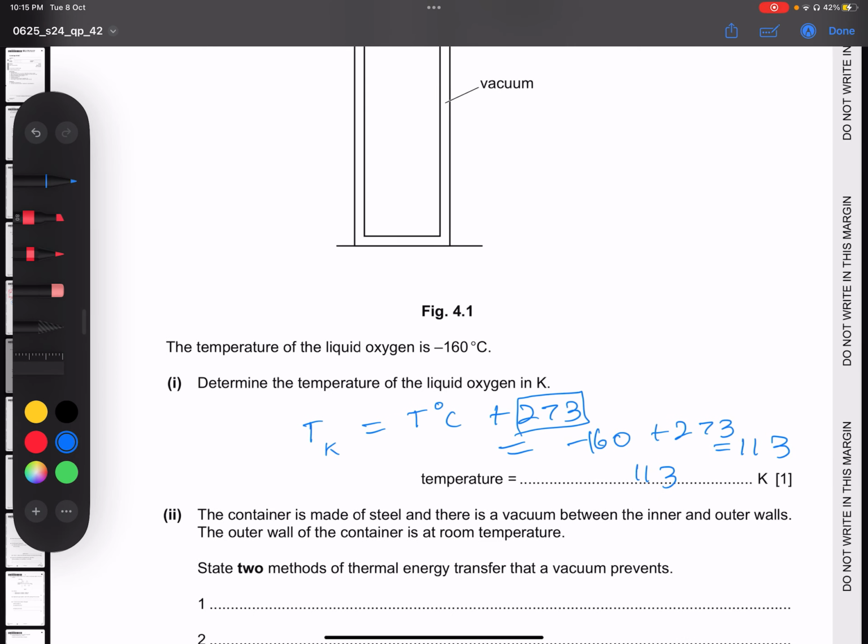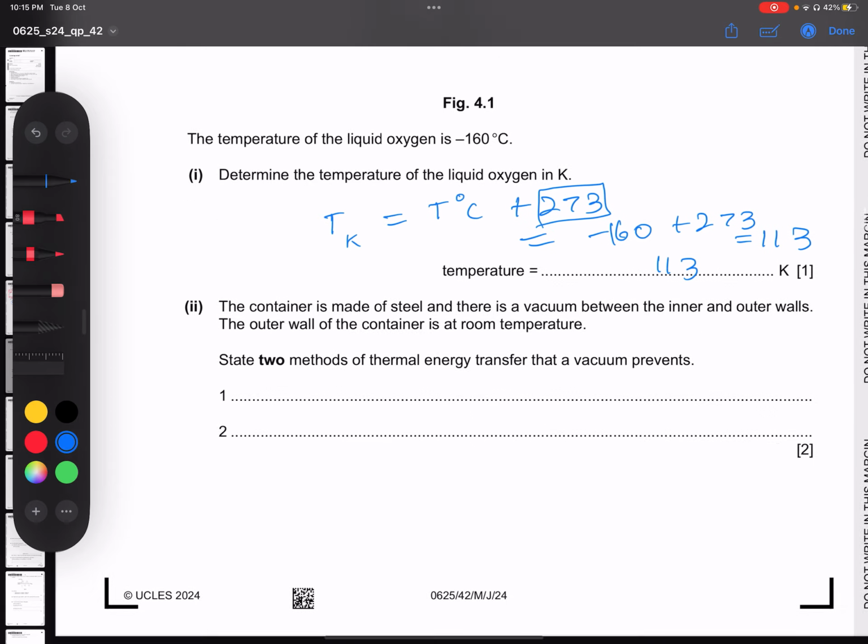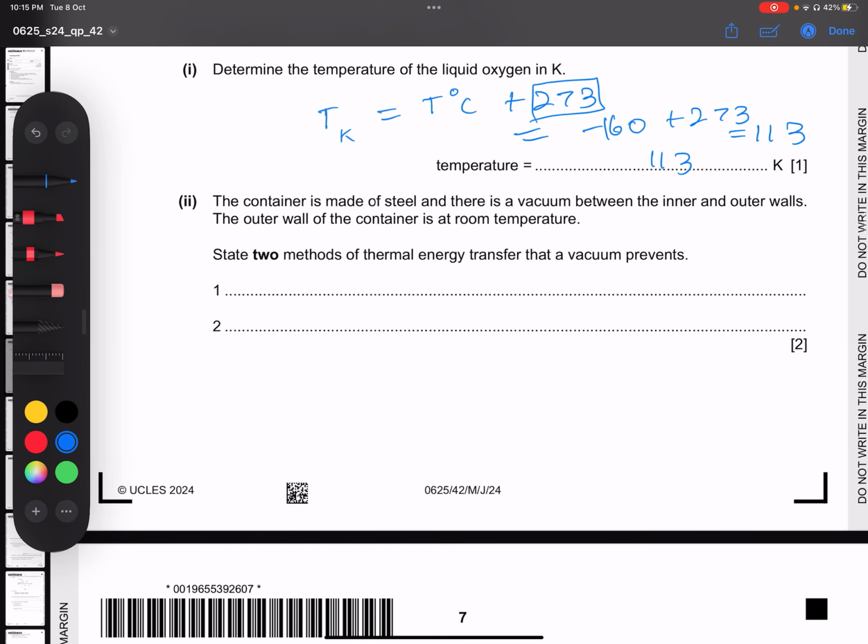Okay. The container is made of steel and there is a vacuum between the inner and outer walls. The outer wall of the container is at room temperature. State two methods of thermal energy transfer that a vacuum prevents. Okay. There are three methods of thermal energy transfer: conduction, convection, and radiation.